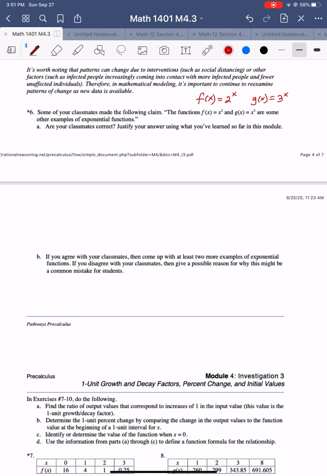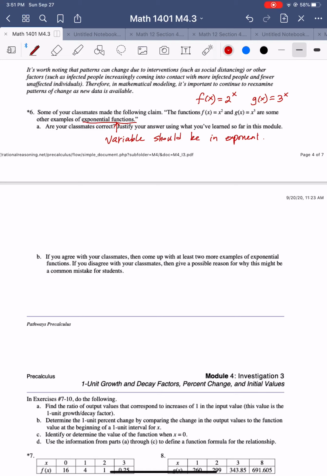So A: are your classmates correct? I want to say no, because x is not in the exponent place. Justify your answer using what you learned so far in this module. An exponential function means the variable should be in the exponent place. And then B: if you agree with your classmate, come up with at least 2 more examples of exponential functions. If you disagree, give a possible reason why this might be a common mistake for students.